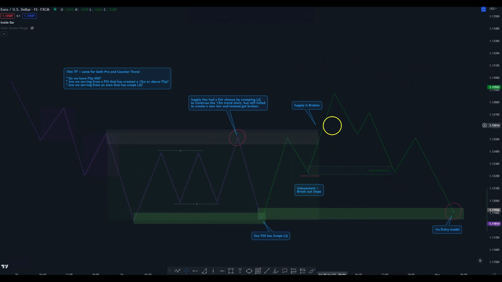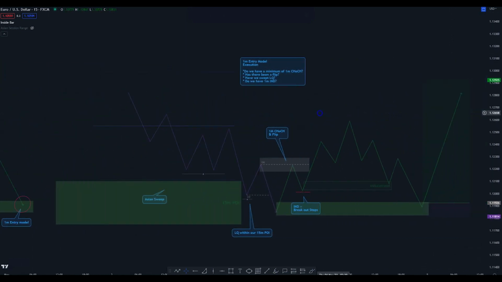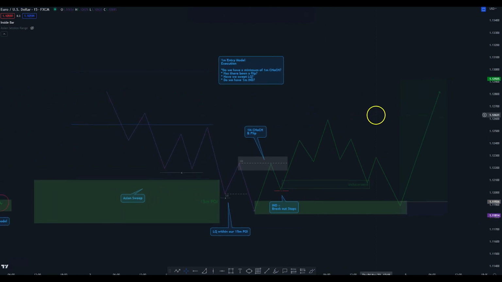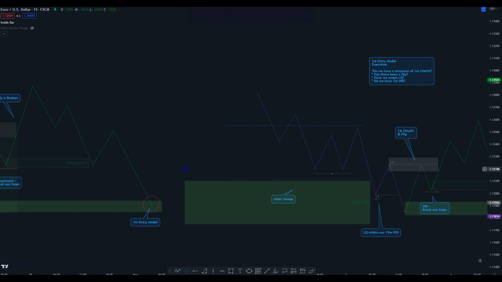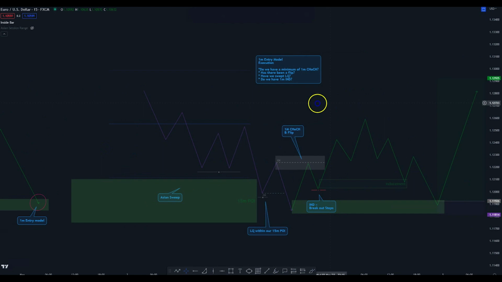Then once we see all this setting up, and we've had the inducement, we're pulling back now into the extremity. This is where we're looking for our 1-minute entry model. Boom, boom. This is game time. So yeah, this will be our 15-minute point of interest. I should have done this on all the time frames really.